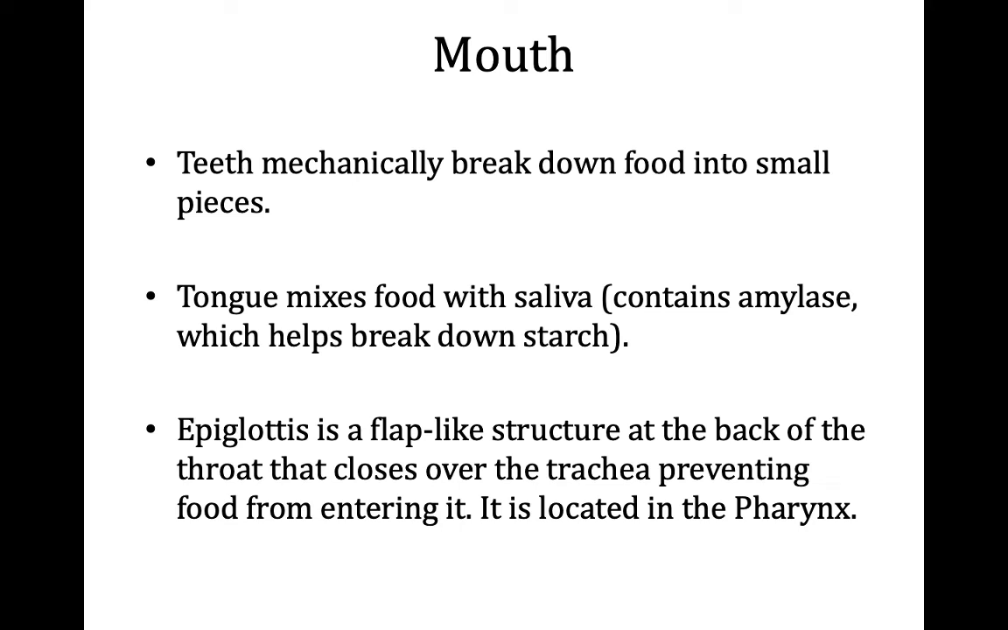Then we have our epiglottis, which is a flap-like structure at the back of our throat that closes over the trachea, preventing food from entering it. And when we talk about the respiratory system, maybe tomorrow or the day after, you will see that the trachea is what allows for air to go in, and you don't want food going into our trachea. So the epiglottis stops food from going into our trachea, and that epiglottis is located in the pharynx. That again is part of the respiratory system, which we will talk about.